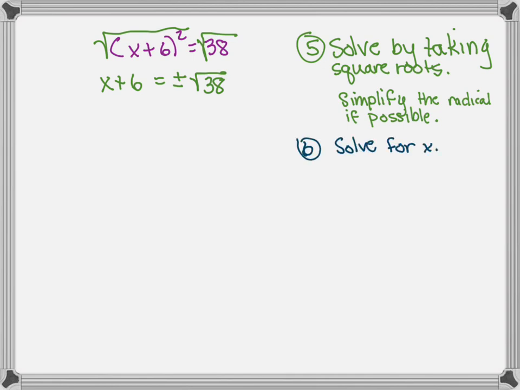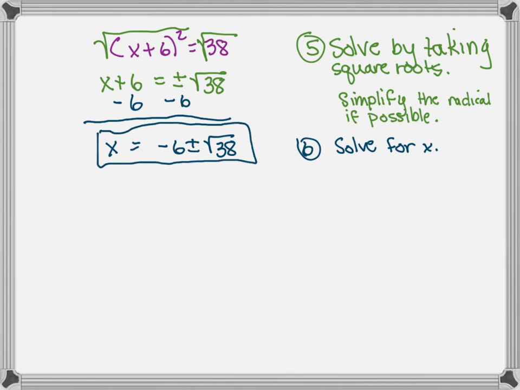Step 6, solve for x, get x by itself. We'll do that by subtracting 6 from both sides of our equation. X equals, and on the right-hand side, I'm going to put the negative 6 in front of the plus or minus. So I have x equals negative 6 plus or minus the square root of 38. That's our solution. Remember, that's 2 answers, 2 solutions. That means negative 6 minus the square root of 38 and negative 6 plus the square root of 38.